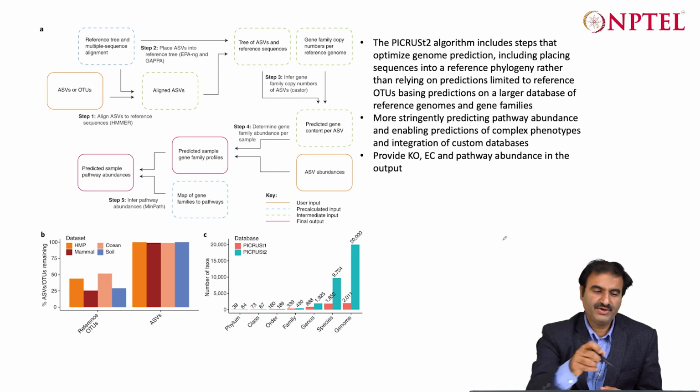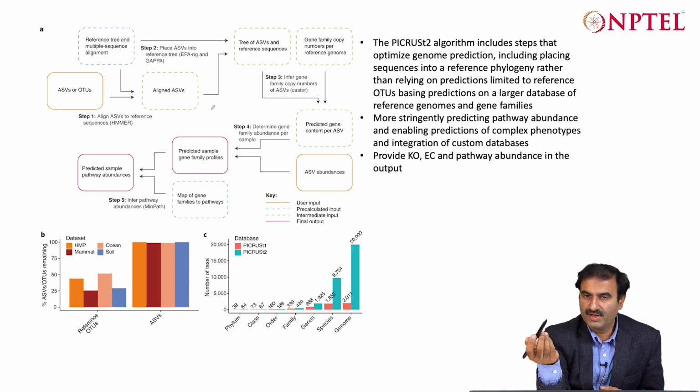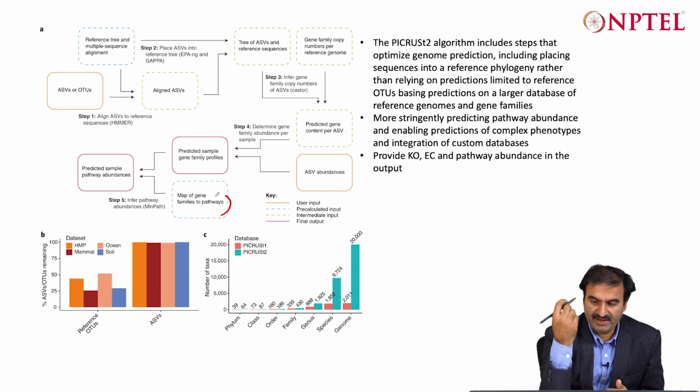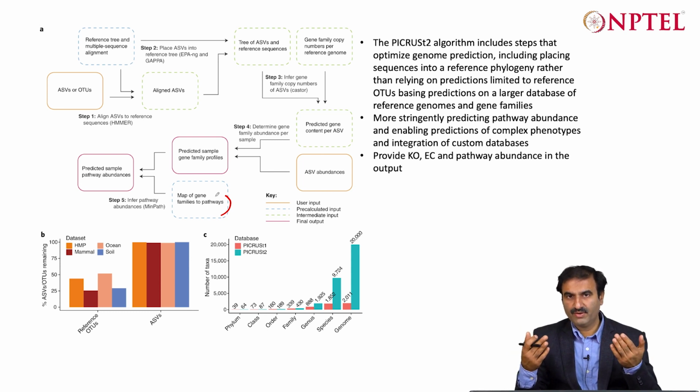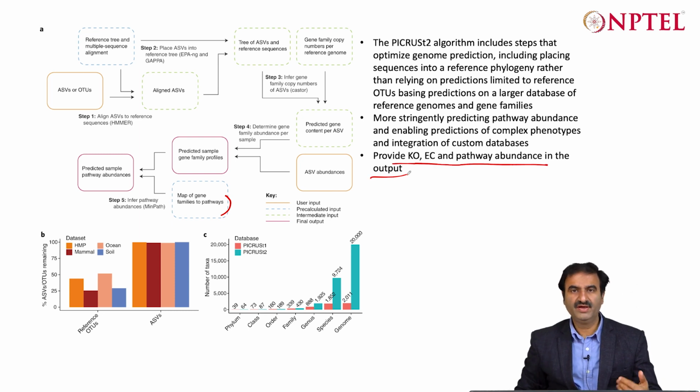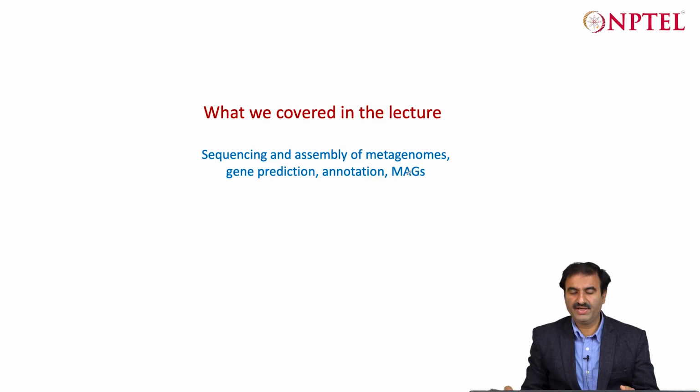It can quickly assign your OTUs or ASVs their functional annotation, and can also build the maps of those genes and assign them to pathways. It has been demonstrated to perform very well on datasets where both taxonomic and metagenomic data were produced, and it matched the results of the taxonomic and functional analysis, right? So it provides KO, EC and pathway abundance as the output, which is relevant for any metagenomic analysis, okay.